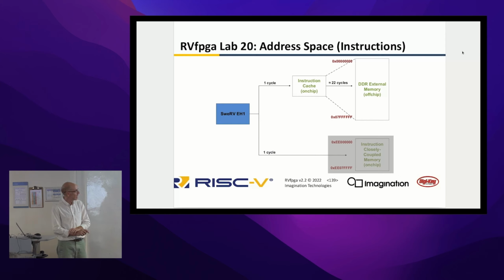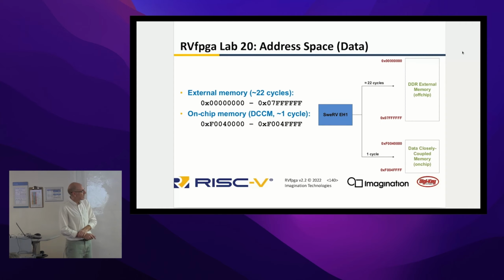The external memory has this region, mapped to these addresses. And the data scratchpad memory, this one is enabled in our configuration, and this is the address region used for it. Its latency is 1 cycle, so it makes the processor not stall when data is accessed from there.